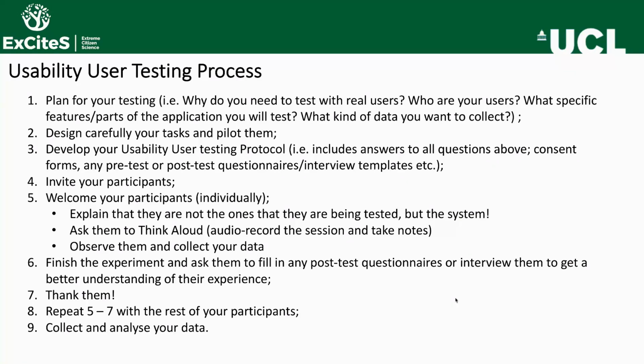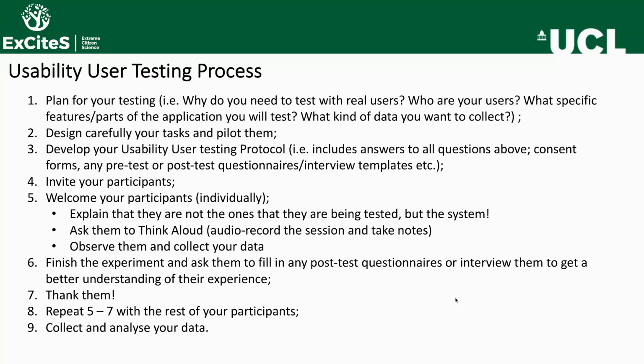The process of usability user testing involves the following steps. First, you need to plan your testing: understanding and deciding why you need to test with real users, who your users are, and that will help you subsequently recruit a representative sample of participants, what specific features or parts of the application you will test, and what kind of data you want to collect. You have to design carefully the tasks you will give to your participants and pilot them to ensure that people can understand them and that they are realistic and representative of the system tasks.